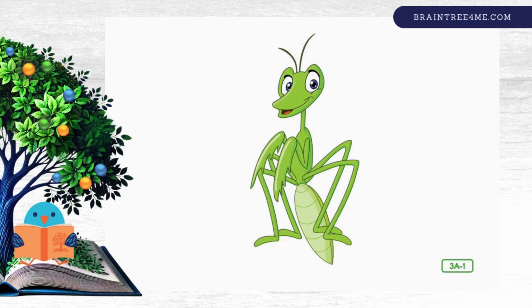That's me. I am a praying mantis, named for the way I hold my two front legs together as though I'm praying. I might look like I'm praying, but my incredibly fast front legs are designed to grab my food in the blink of an eye. I'm here to talk to you about the life stages of insects, how insects develop from birth to adult.